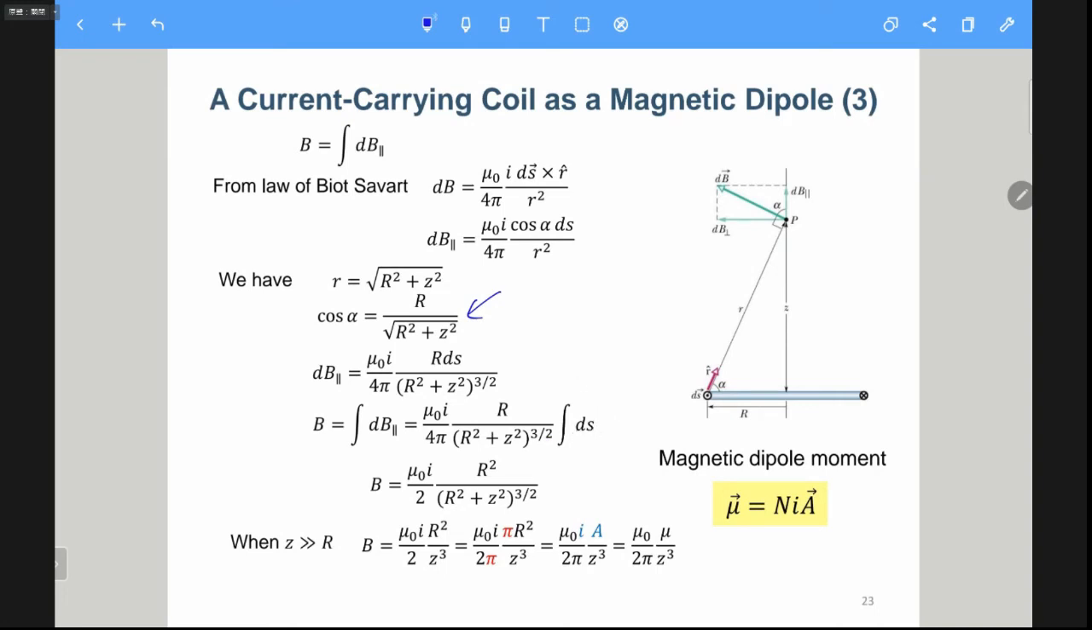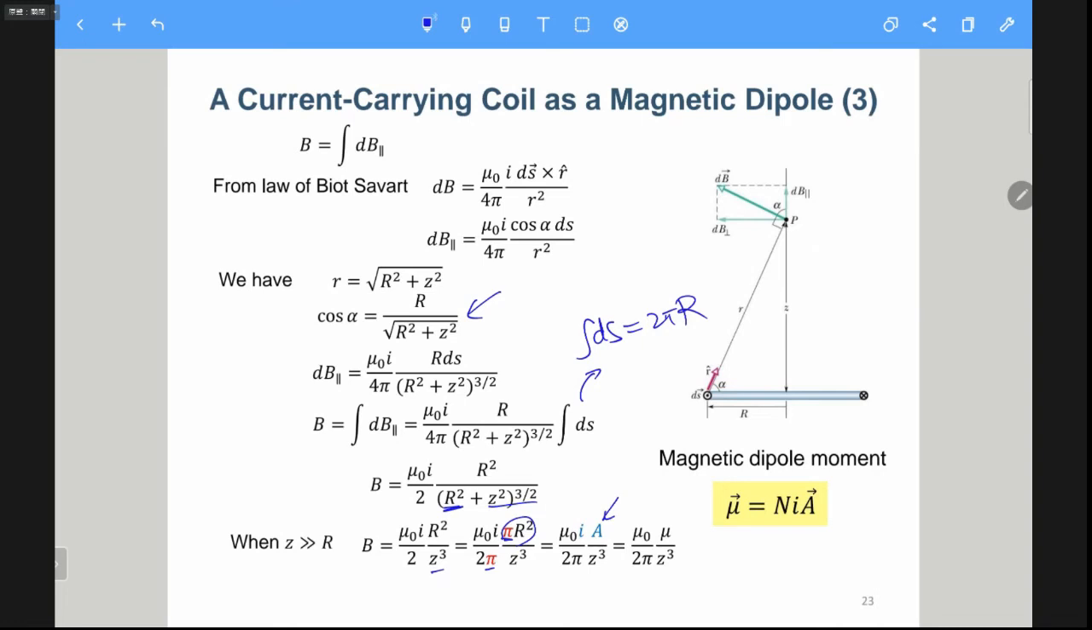So this one, integration of ds is nothing but 2 pi capital R. So we cancel some of it, 2 pi here, and then we have R squared here. And finally, if we assume z is much larger than capital R, then we can slightly rearrange the term like this. Because z is much larger than R, we can just drop this term. So we only have a z cube here. And then we can multiply by pi and divide by pi, because it is the cross-section area of the circle.